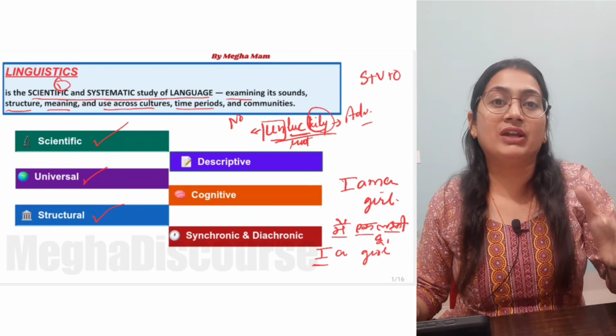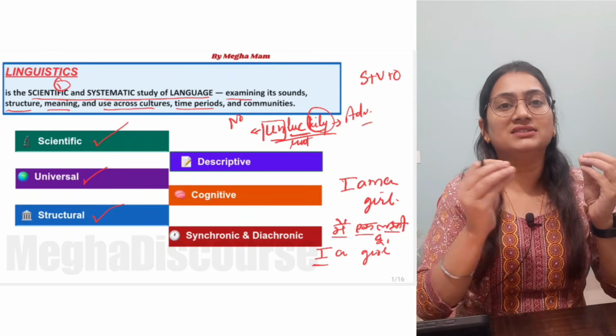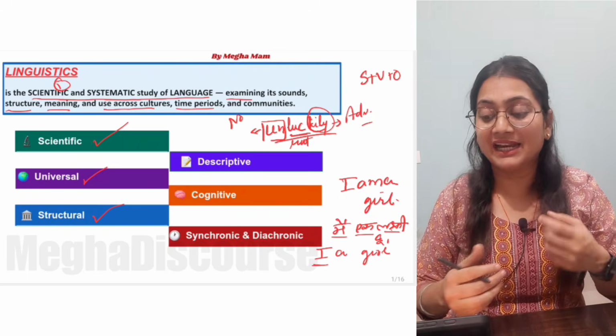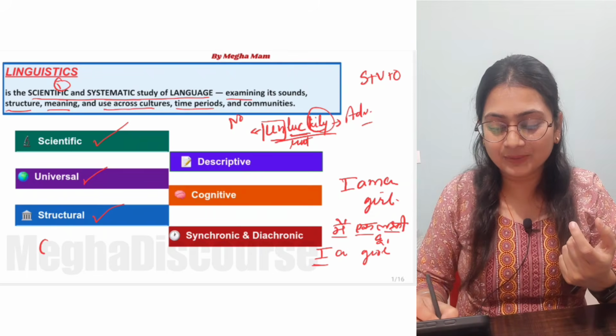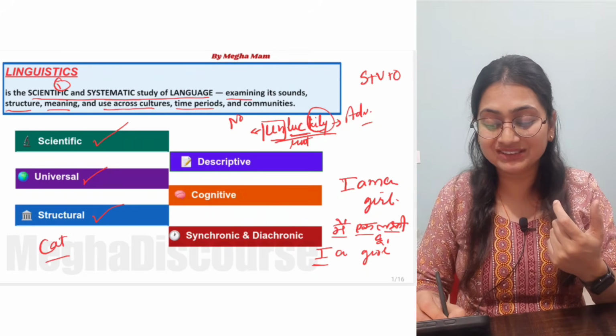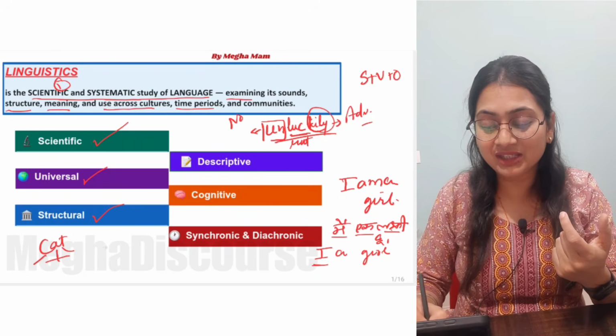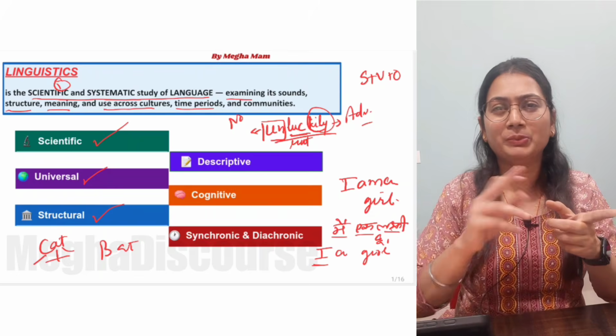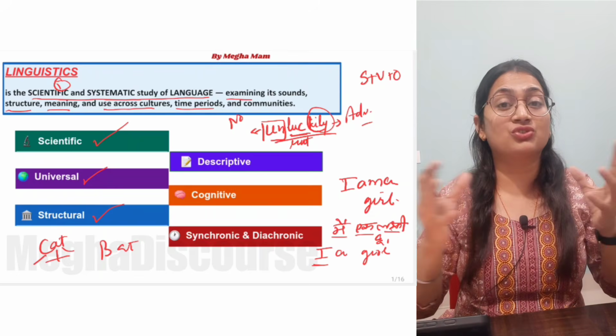What is the structure of language? How to apply this verb, how to apply sentence patterns, how to apply phonetics. Like I have to say "cat", so I have to use C-A-T instead of B-A-T. If I change the phones from C to B, the meaning changes. So this is called structure.